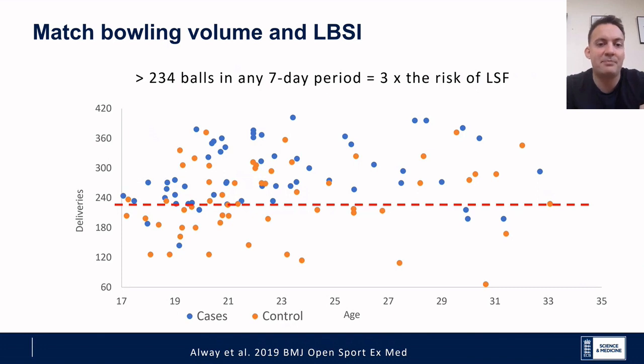we found is that the bowlers who bowled more than 234 balls in any 7-day period in that season tripled their risk of getting lumbar stress fracture compared to those who bowled less than 210 balls. So this spike in workload at any point in the season seems to massively increase the risk of an individual getting a lumbar stress fracture, and this is regardless of age.